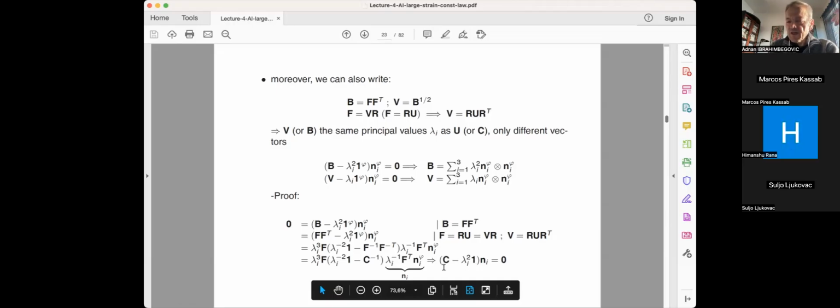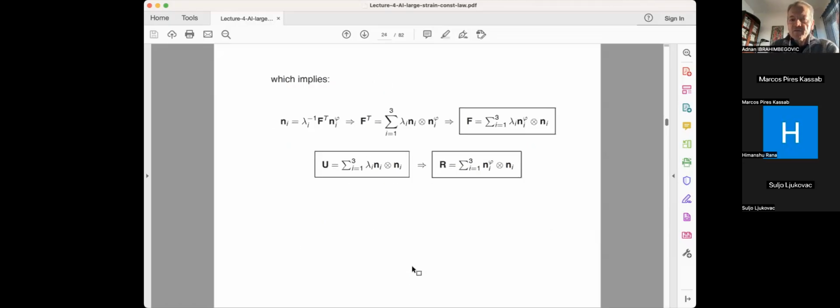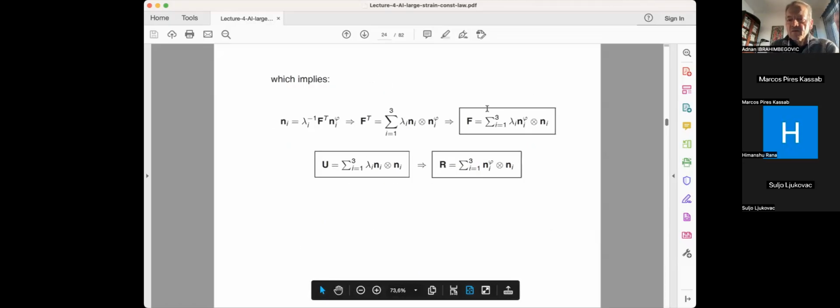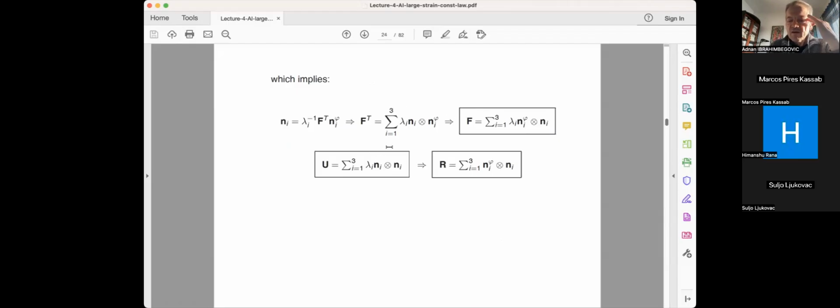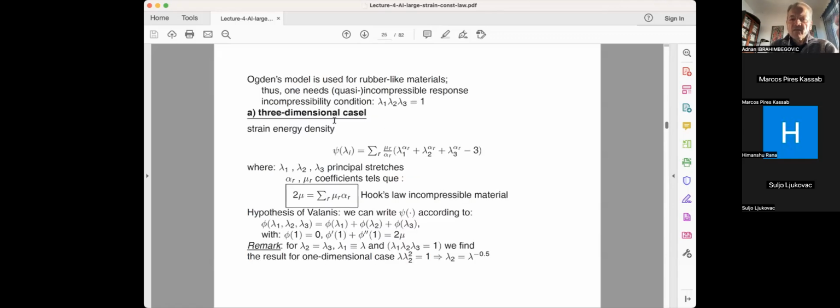And in the process, I can obtain the connection between n_i^φ and N_i, which is basically given in this line here. So I can write my connection for all these spectral decompositions for the stretch tensor, rotation tensor, and so on and so forth, and establish the connection between the principal directions in the initial and the deformed configuration.